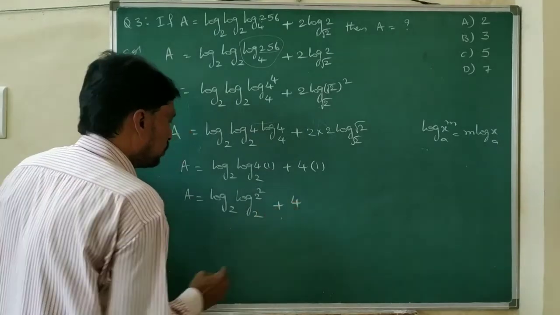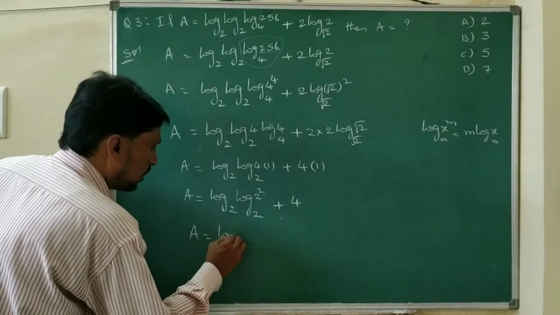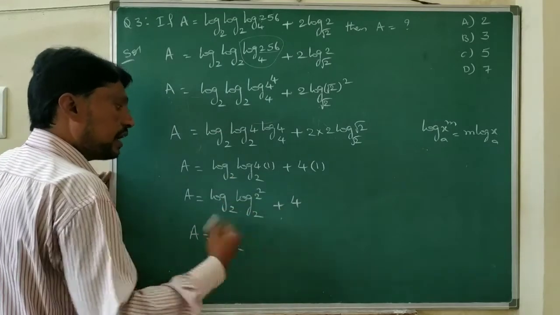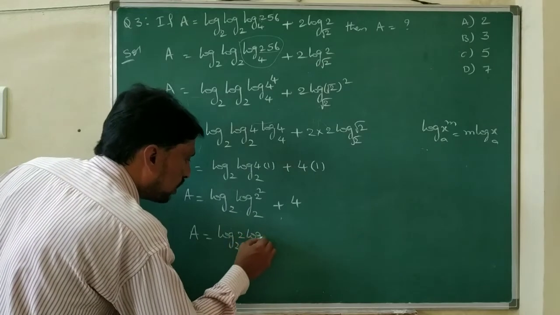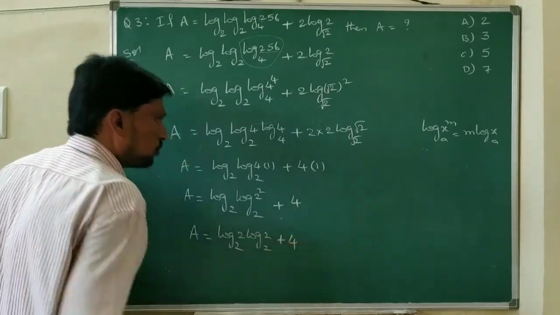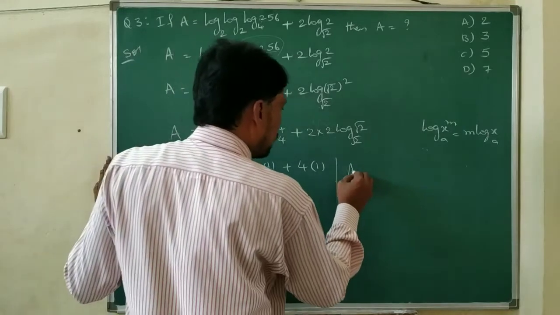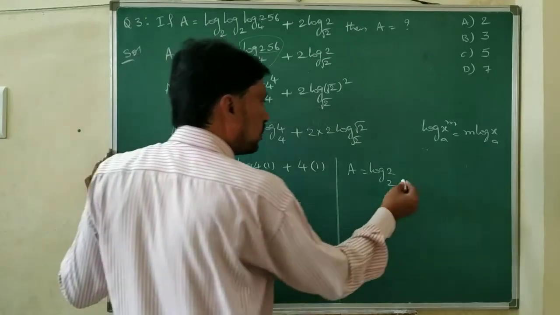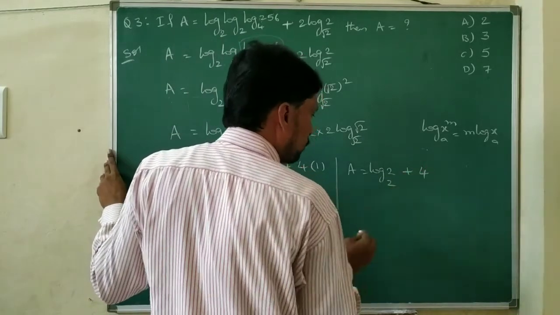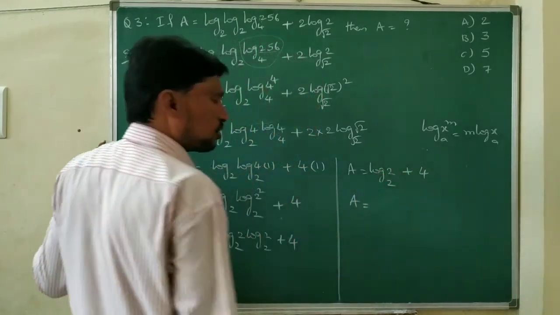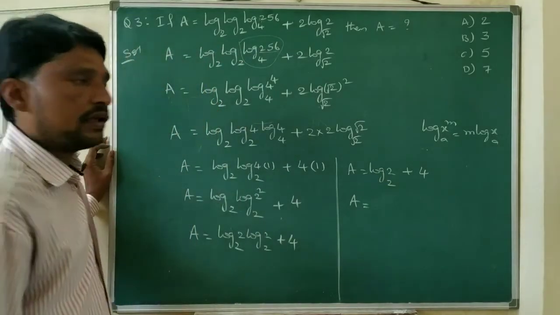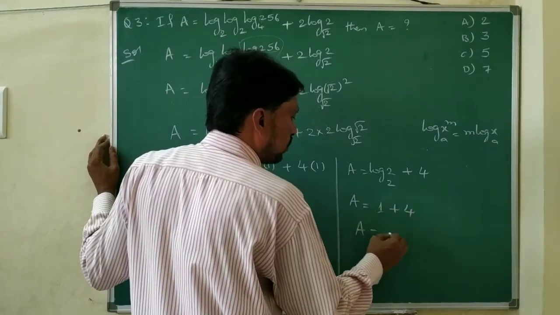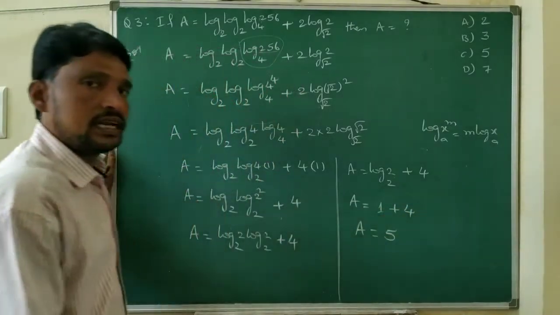Plus 4 ones are 4. A equals log base 2. Here again it is of the form log x power m, that is m log x, so 2 log 2 base 2 plus 4. Now A equals log 2 base 2, where log 2 base 2 has the value 1. No need to write, plus 1 plus 4. It is of the form log a base a, which is nothing but 1 plus 4. So A equals 1 plus 4, which gives 5.